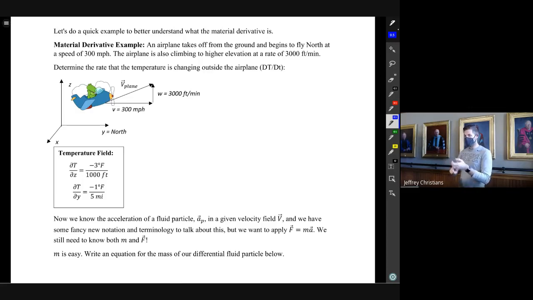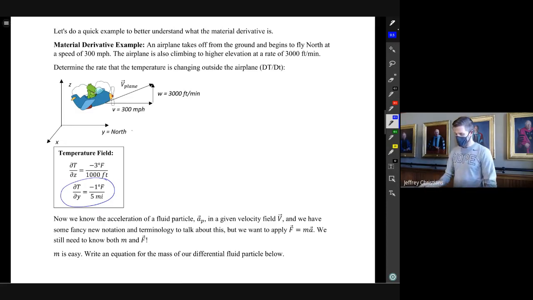The weather report is what we would call the temperature field. You know how the temperature changes spatially. In this case, we're going to say it changes as you go north. Every 5 miles that you travel north, it changes by 1 degree. So it gets colder 1 degree every 5 miles. You know that from the weather report.